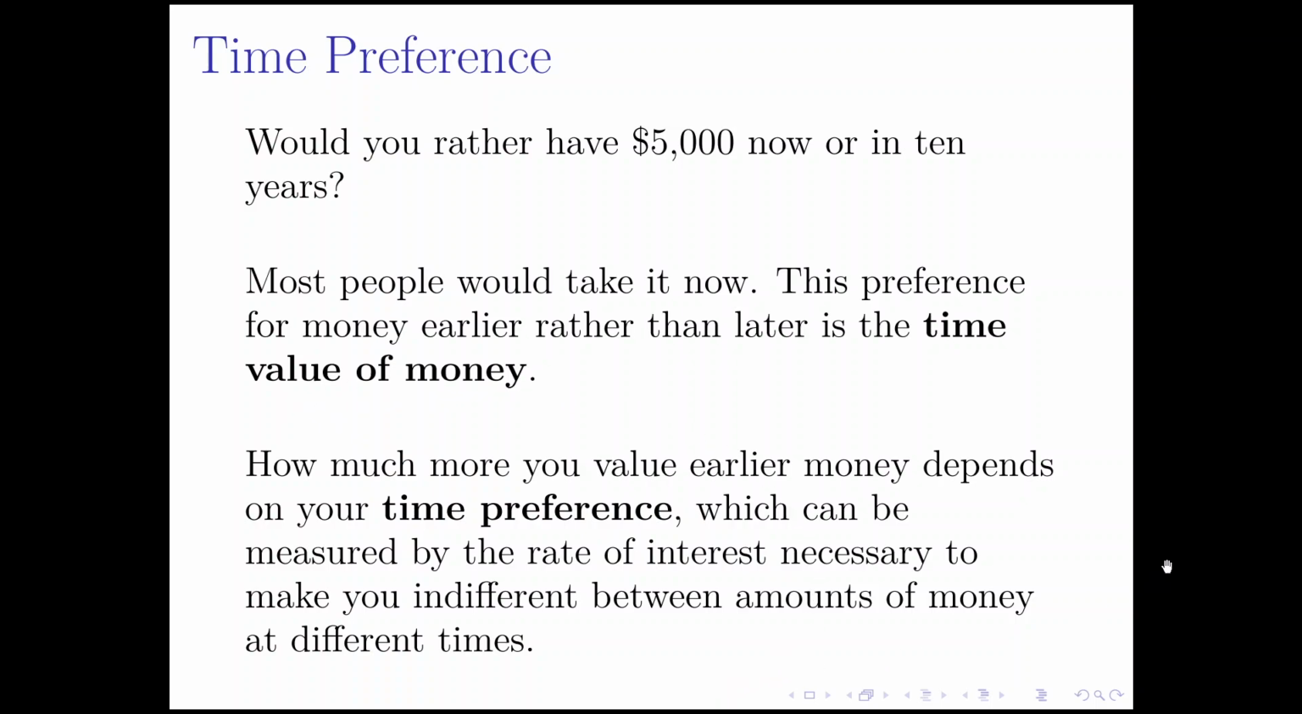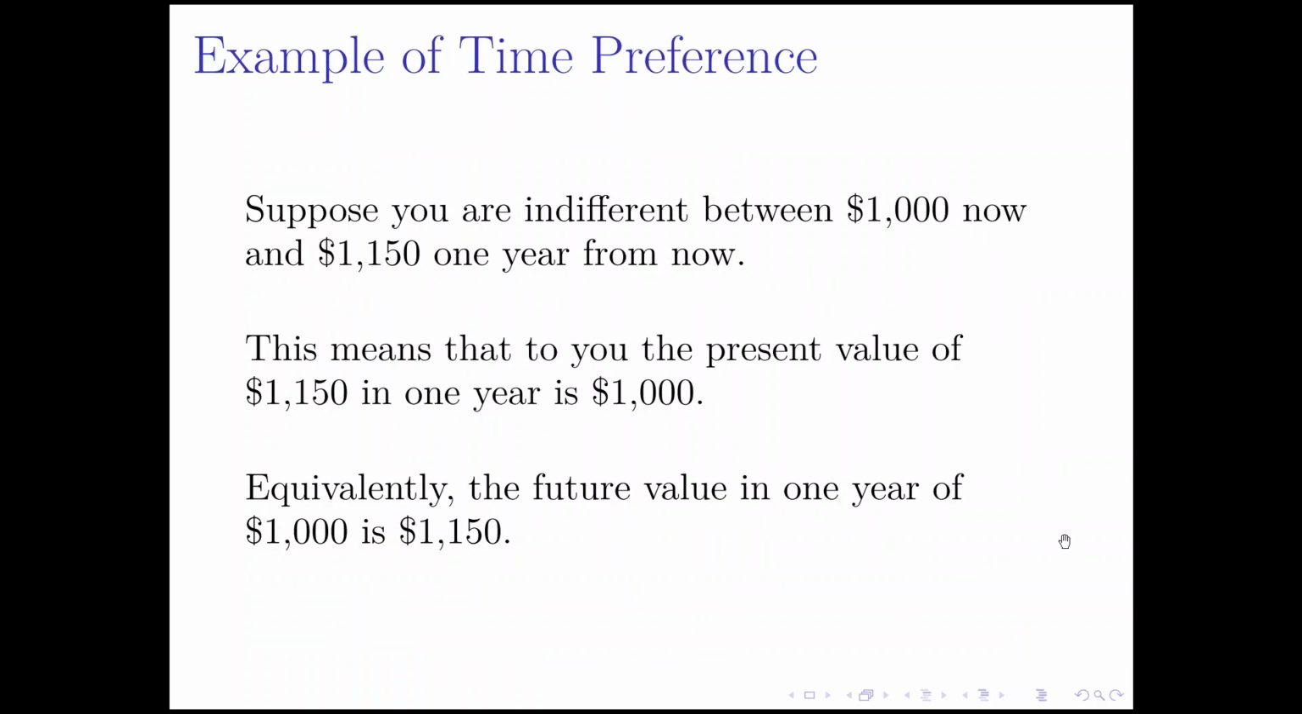And of course, people have different time values of money, right? And how much more you value earlier money, right? Money earlier rather than later, depends on your time preference, right? It depends basically on how impatient you are to have money and to be able to use it. And this can be measured by the rate of interest that's necessary to make you indifferent between amounts of money at different times, right? So let's look at a little example to illustrate this, right?